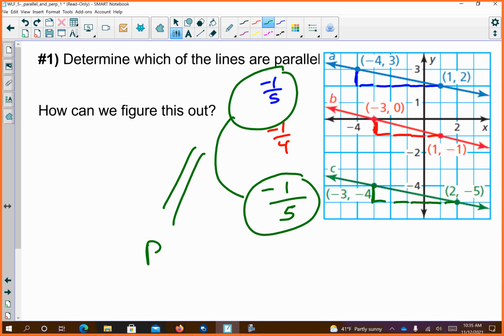That's the symbol for parallel. Two lines that are parallel, kind of slanted. Okay, so the blue and the green are parallel. The red is not parallel, even though it kind of looks like it. We know it's not parallel because the slope is negative 1/4. Negative 1/4 is not the same number as negative 1/5. Okay?